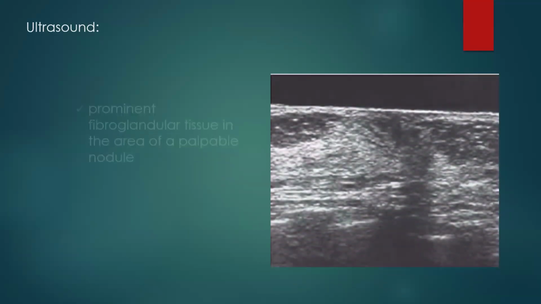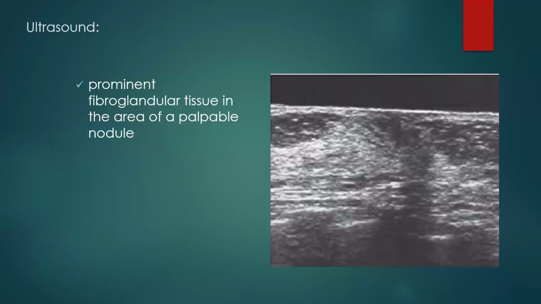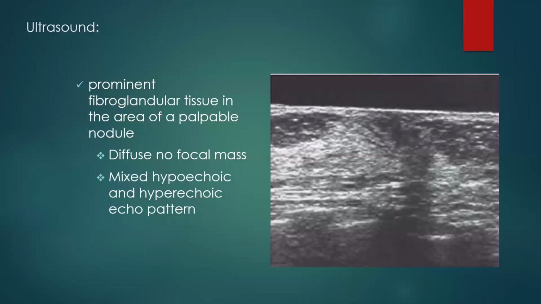When it comes to ultrasound, there is prominent fibroglandular tissue in the area of a palpable nodule. There is diffuse or no focal mass, or mixed hypoechoic and hyperechoic echo pattern, indistinct margins. So this is the appearance on ultrasound. Prominent fibroglandular tissue of the breast over the area of palpable mass, diffused with no focal mass, shows mixed hypoechoic and hyperechoic echo pattern, and no distinct margins.